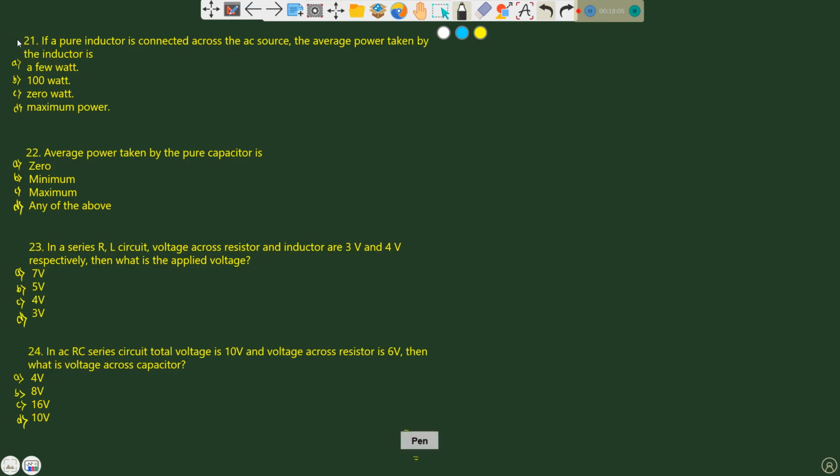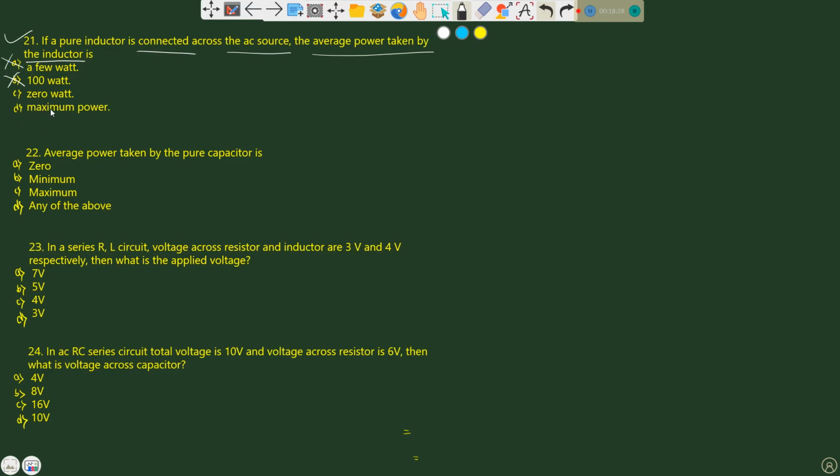Next question. If a pure inductor is connected across an AC source, the average power taken by the inductor will be what? 50 watt, 100 watt, or 0 watt. Here you can go with the elimination technique. They have not given any values, so 100 watt and 50 watt will be eliminated. So you will be left with these things.